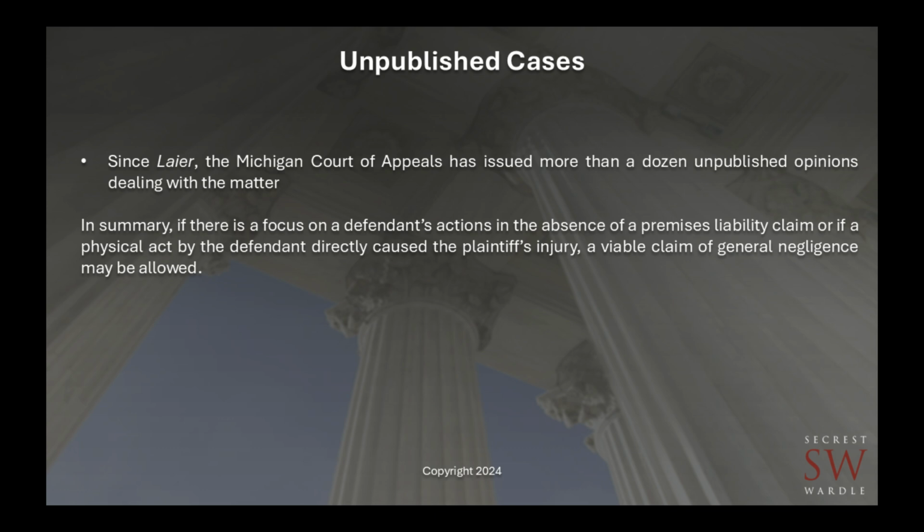In that case, plaintiff sued for both premises liability and ordinary negligence when she fell inside of the Fox Theater in Detroit. Plaintiff alleged that defendant breached its duty to properly usher her to the correct seat, thereby causing her to trip and fall when she attempted to find the correct seat in the dark.